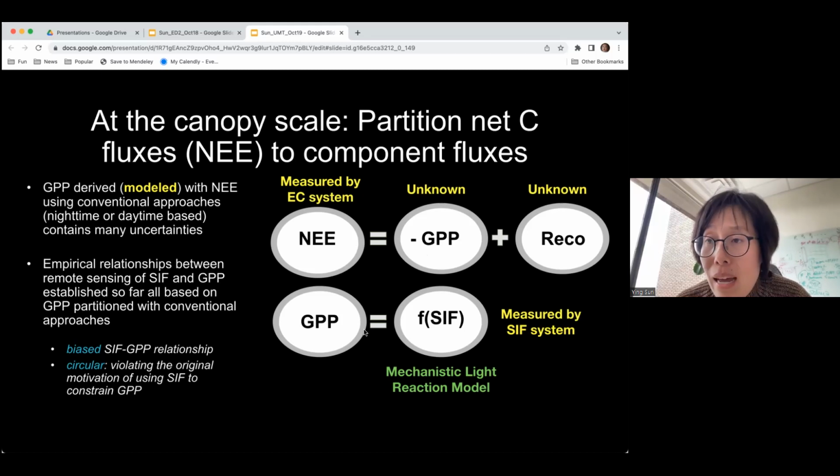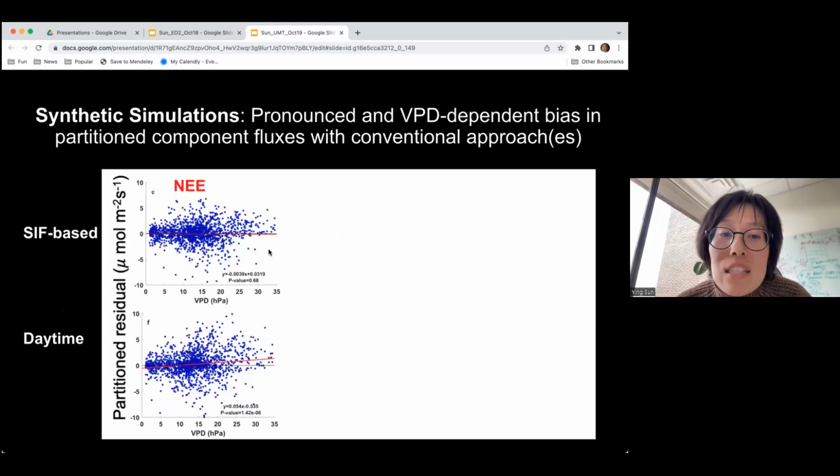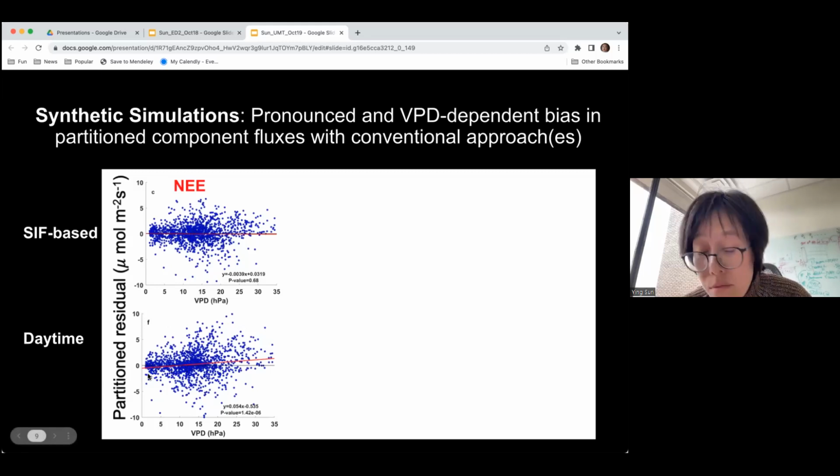Now, because we don't have the true GPP at the canopy scale, there's no way to directly validate the partition of GPP and respiration. That's why we started from synthetic simulations, where we can simulate the true GPP, the true respiration, and also the true NEE. Here, the top panel shows the SIF-based partitioning approach, and the bottom panel shows the daytime-based partitioning approach, which is the classical conventional approach without using SIF.